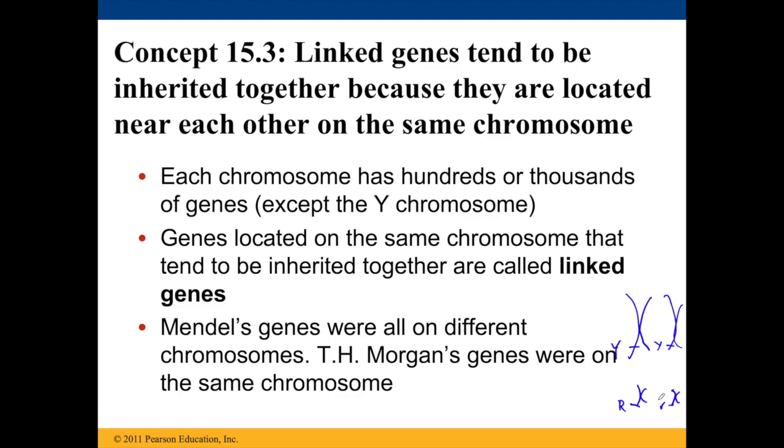What happens if two genes are on the same chromosome? Like if yellow, or let's say capital Y, is on the same chromosome as capital A, and little y is on the same chromosome as little a. In that case, they should not sort independently. They should stay linked together. The big Y should stay with the big A, little y should stay with little a, because they're on the same chromosome. So that's what Morgan next wanted to test.